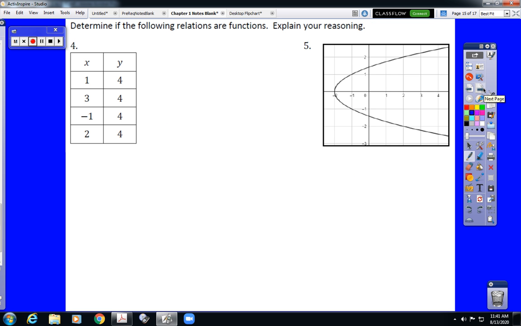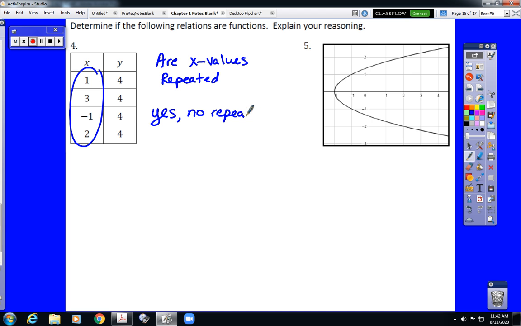Okay, on to the next section here. They're asking whether or not these relations are functions. So, with a table, with a mapping, with a list of ordered pairs, we are looking for, are any x values repeated? On this first one, we look at the x column only. There are no repeats, so yes, that is a function. Since there are no x values relisted in the domain area of the table, that means that no x value is used twice, which means it is a function.